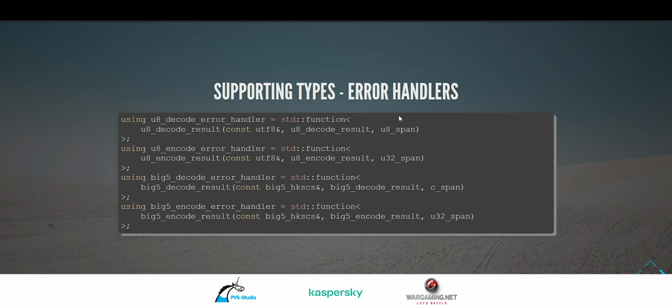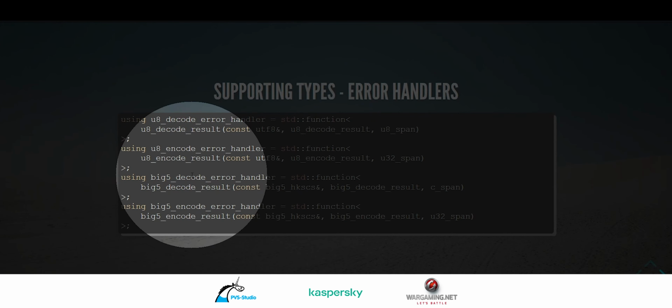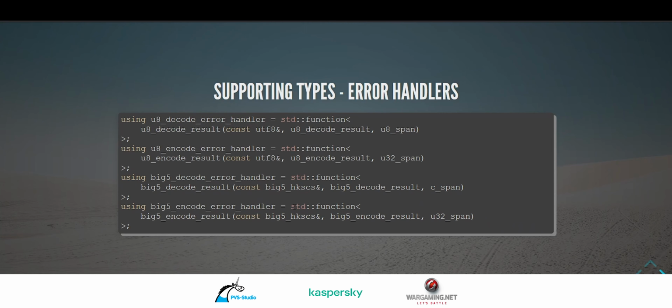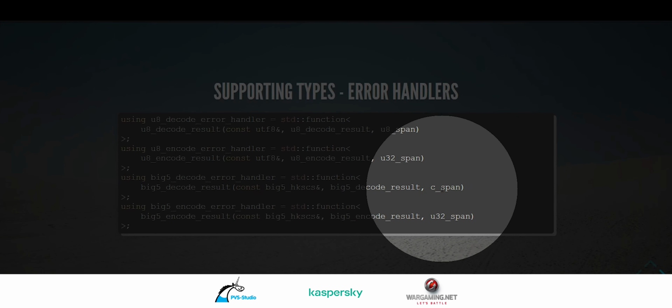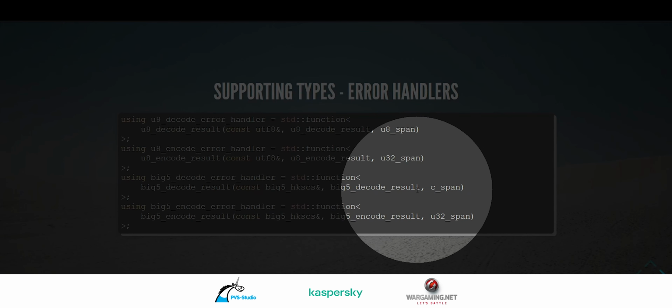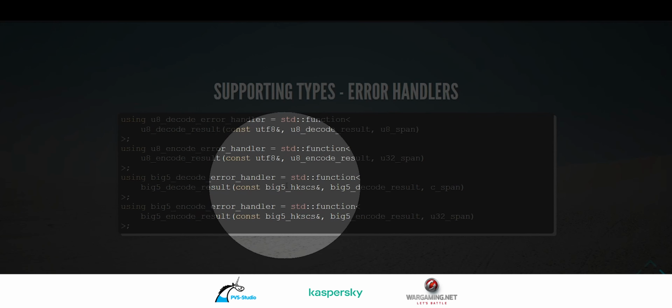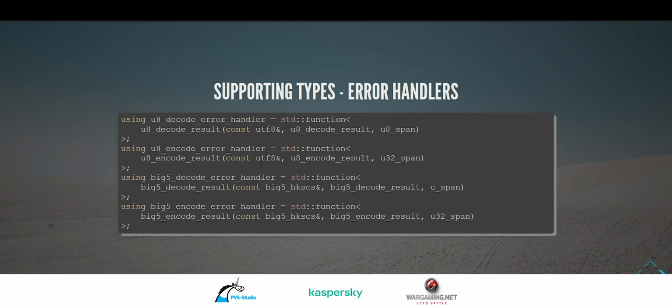And of course, in this case, we have both a U8 for decode and encode, and we also have a Big5 for decode and encode. And it's literally exactly the same thing, except we're taking the Big5 versions of these things, and we're taking the C-span here, for the inputs that we've read but haven't processed because an error happened. And of course, the encoding at this point is Big5-HKSCS rather than UTF-8. But it's all the same idea here. Nothing's radically different. But this is basically how the error handling works.